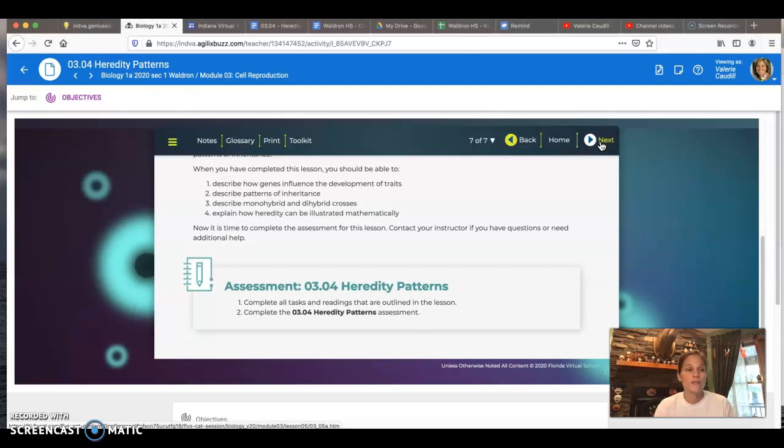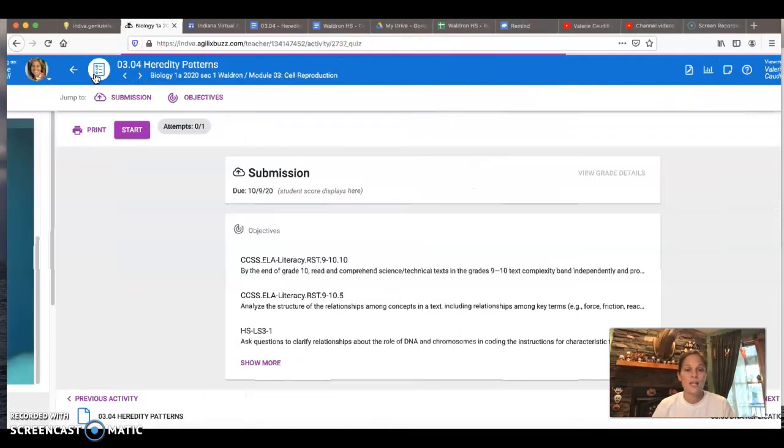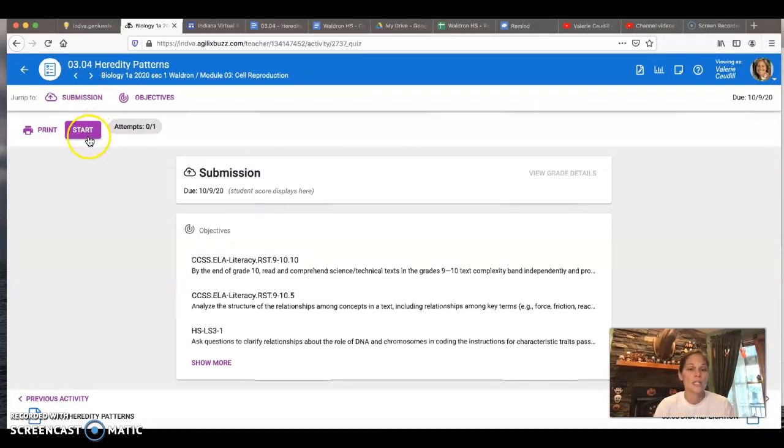And once you have documented everything you need to know, and you have written every possible note that you think is important on your notes page, then go on to the assignment, the 10 multiple choice questions. Click on start. If you have questions on these, feel free to send me an email.